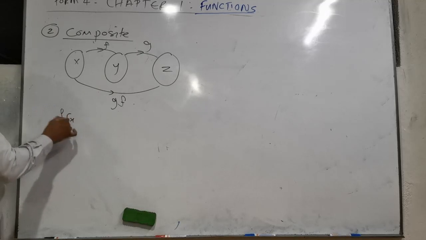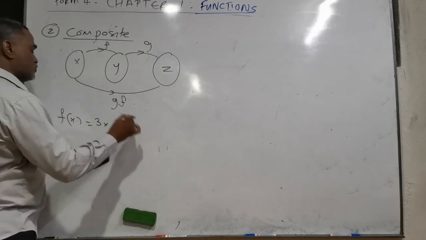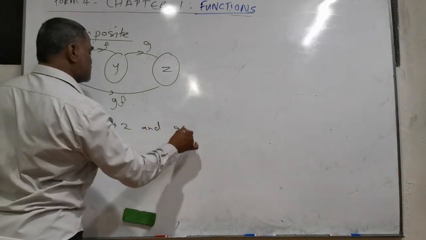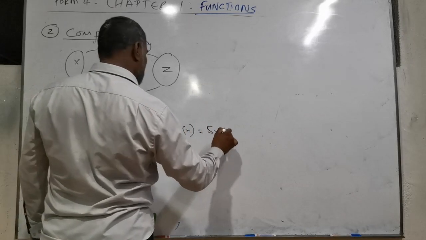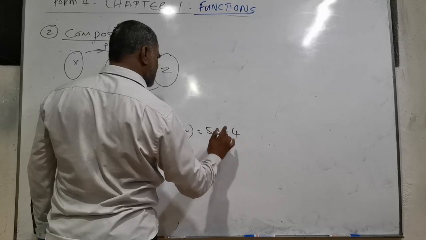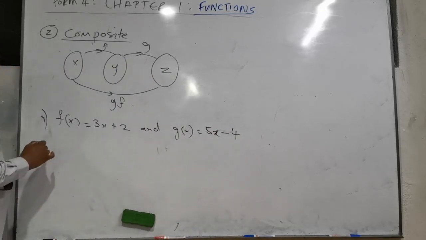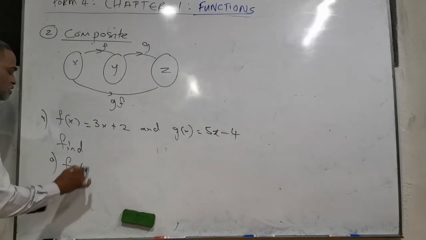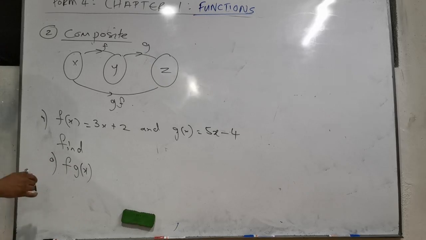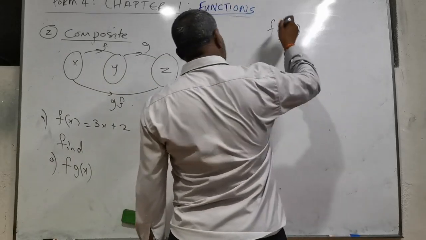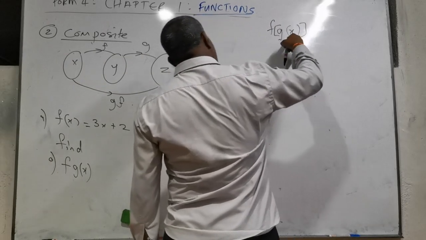The question gives you like this: f(x) equals 3x plus 2, and then they give you g(x) equals 5x minus 4. Then they will ask you to find, okay, (a) fg(x), alright? For this case, always remember, which is nearest to x, you must do that one first. So I give an example here. Okay, fg(x), alright? Always remember this is an object of f.